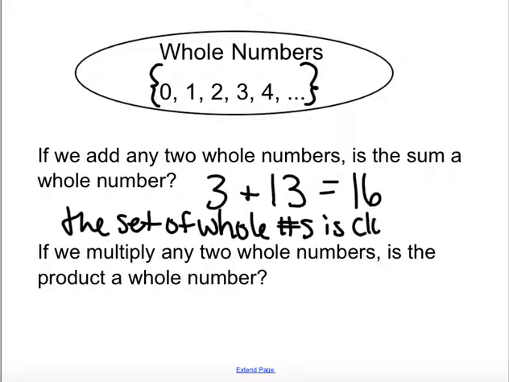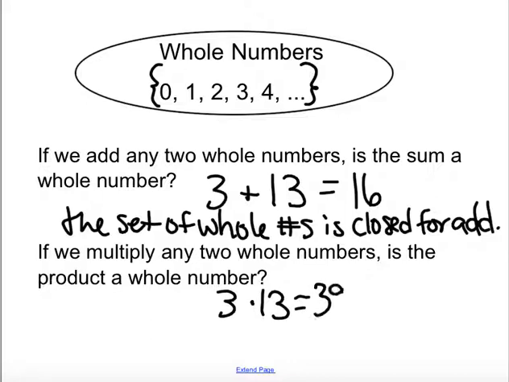is closed for addition. That is telling me that regardless of any whole numbers that I choose, if I add them together, I will get another whole number. What about for multiplication? If we take that same 3 and 13, we will get 39, which is another whole number. Even if we took 3 and 0, two whole numbers, and got 0, 0 is still a whole number, so we stay within our set of numbers. So we would say the set of whole numbers is closed for multiplication.